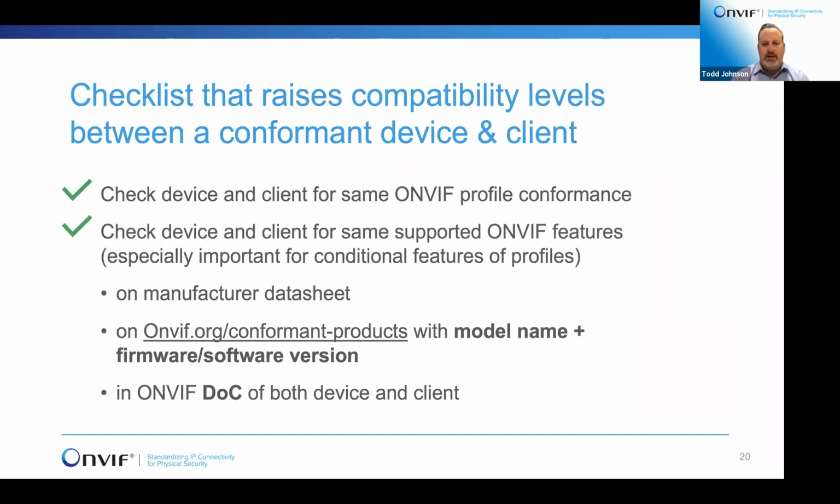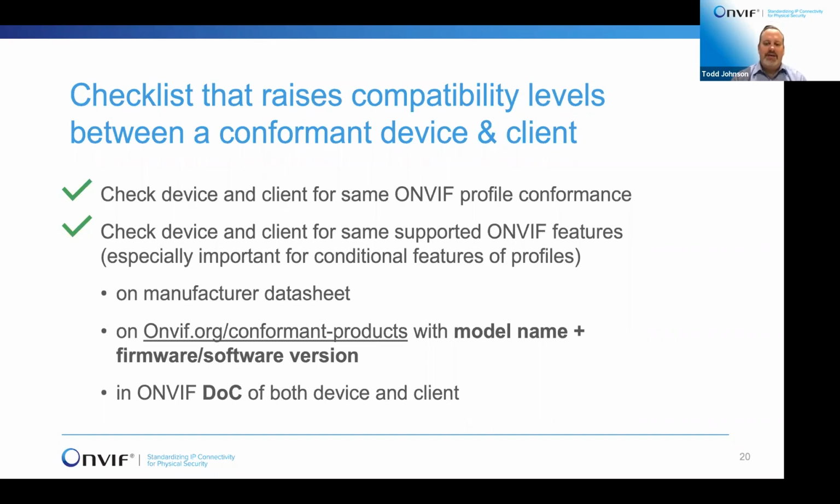Okay, so what's the checklist that raises compatibility levels between a conformant device and client? How do you know if you can have high confidence that a device and client are going to work well together with the feature set you're looking for? First and foremost, check the device and client, make sure they have the same profile conformance. If they don't have the same profile conformance, they're not going to work well together.